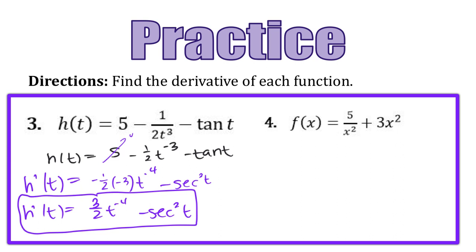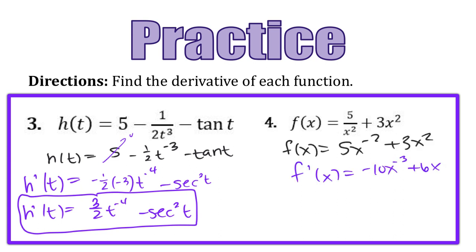And since tangent is negative, the negative is going to follow the secant. All right, number 4. We're going to rewrite using negative exponents and then take the derivative of each term using the power rule, and here is our derivative. So go ahead and pause the video, make sure you have everything correct for these two problems, and then we're going to move on.